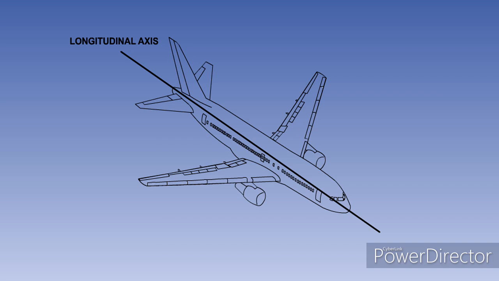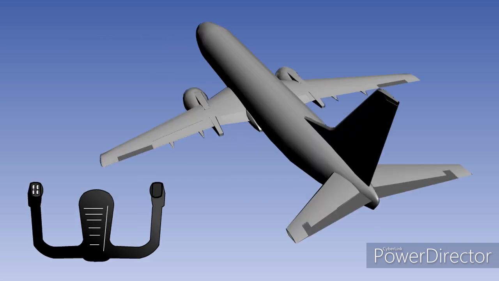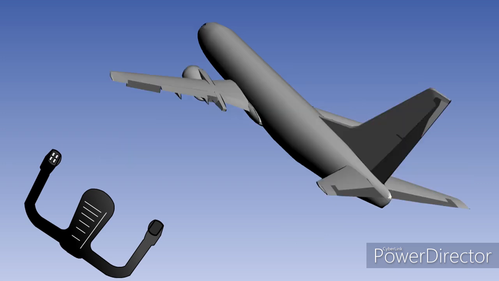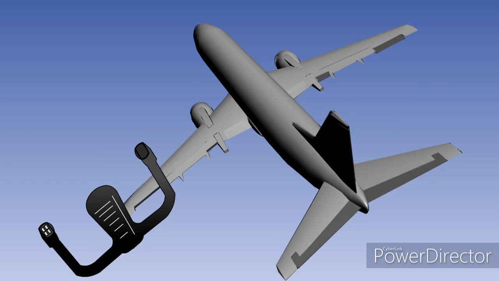The aircraft rolls about its longitudinal axis. The devices most commonly used to control roll are the ailerons. The ailerons are operated by rotating the control wheel or yoke, or by moving the control column or stick laterally. Rotating the control wheel clockwise will cause the left aileron to move down and the right aileron to move up. The aircraft will bank to the right. Counterclockwise rotation of the control wheel will have the opposite effect. That is, the aircraft will bank to the left.